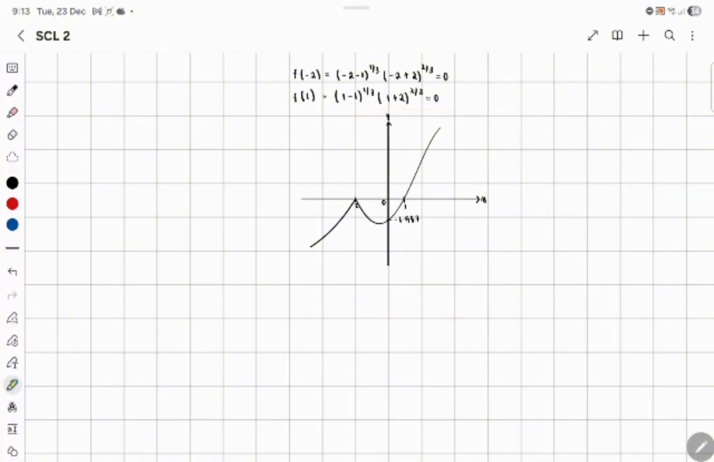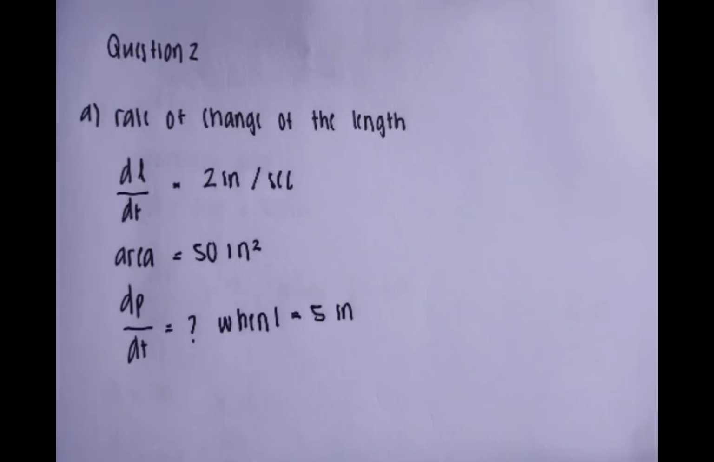That's all. Thank you. Question 2. For part A, they are asking what is the rate of change of the perimeter when the length of an increasing side is 5. First of all, we need to write down all the information given and what we need to find. Here, dL/dt, the rate of change of the length, is 2 and the area given is 50. What we want to find is dP/dt when L is equal to 5.